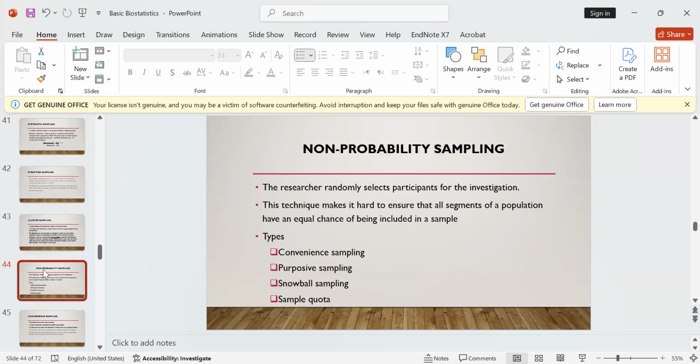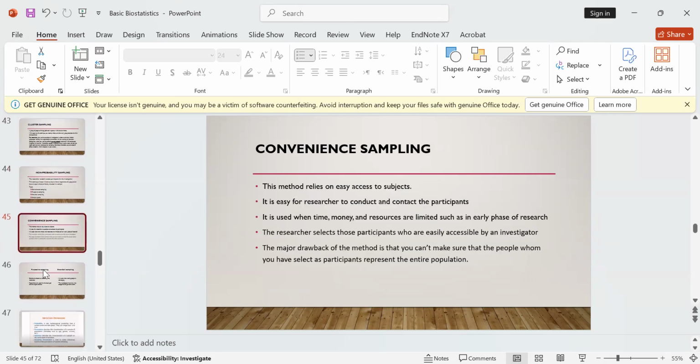Next is non-probability sampling. The researcher selects participants for the investigation. This technique makes it hard to ensure that all segments of the population have a chance of being included in a sample. It includes convenience, snowball, and quota sampling.